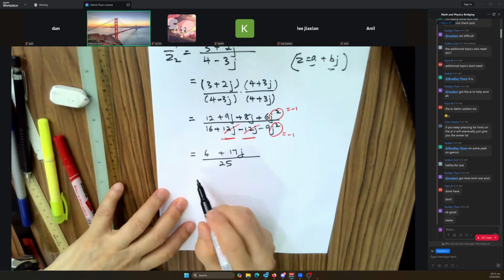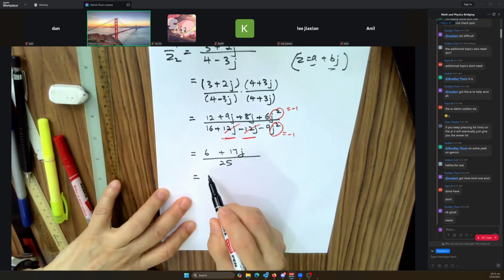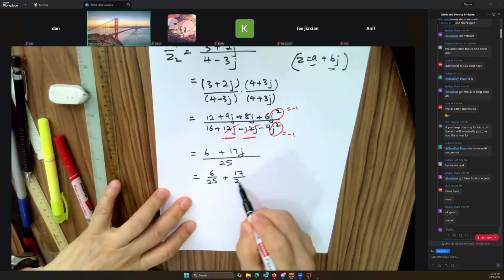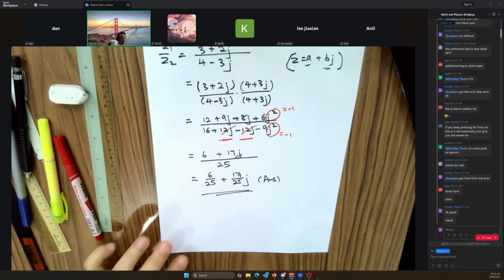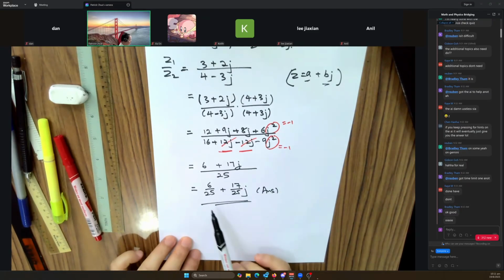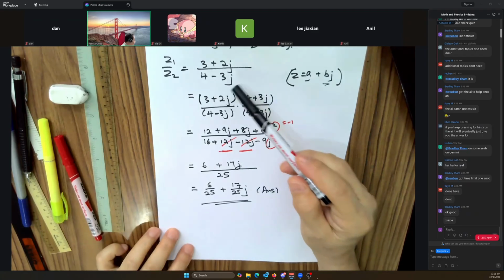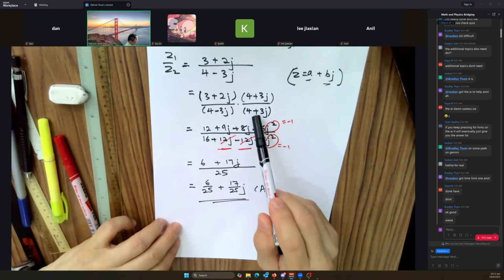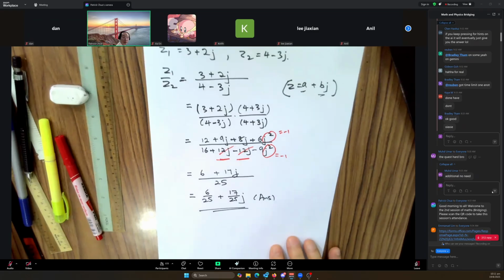Okay. So now you just do one final step. Just split this up into real part and imaginary part. 6 over 25 plus 17 over 25 j. And that's your answer. Real part and imaginary part. So the trick is to get rid of the j in the denominator so you can end up with a real part and imaginary part very nicely by multiplying the denominator with its complex conjugate. Okay, that means with a plus instead of a minus. Okay, all right.